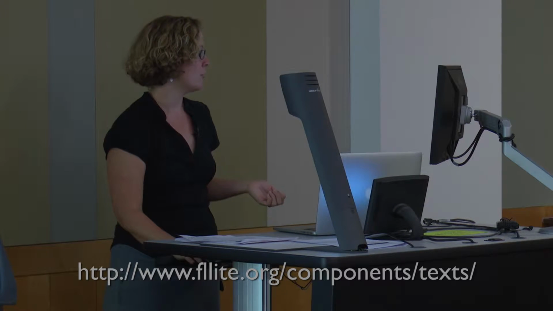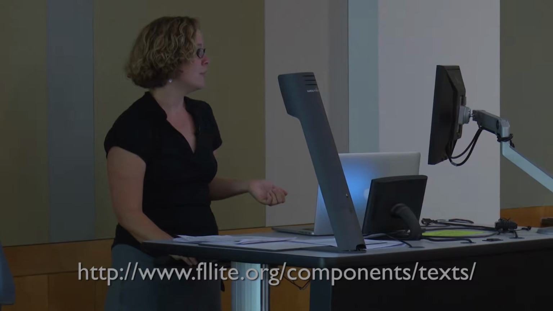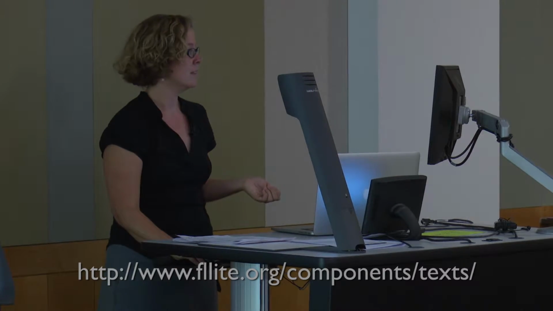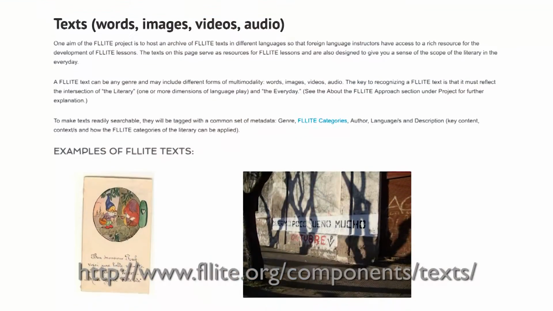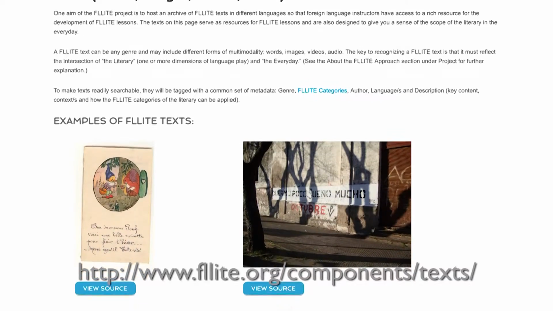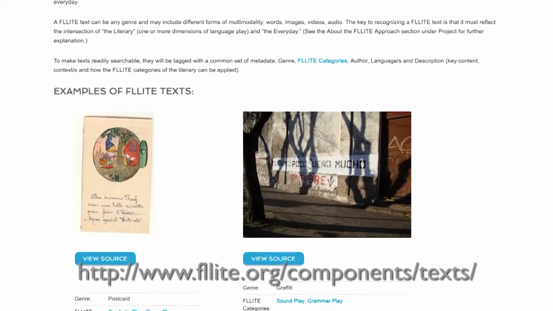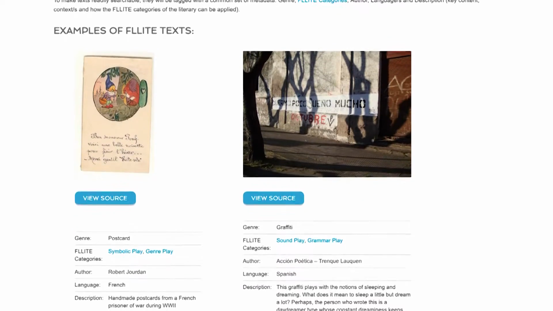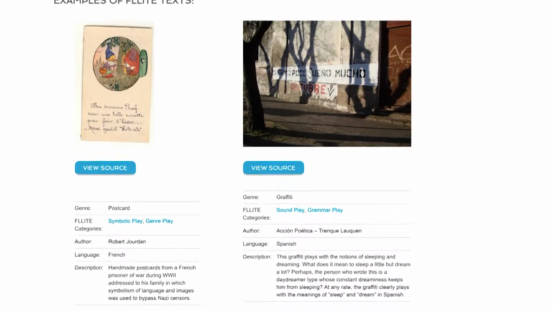There we go. And if you are on the website or if you go to it later, you'll find under components a section that's called texts. This is a work in progress that you can very much contribute to. But you'll see text for us, in the way we're using it, doesn't just mean written text. It means that as well, but it also means visual text.